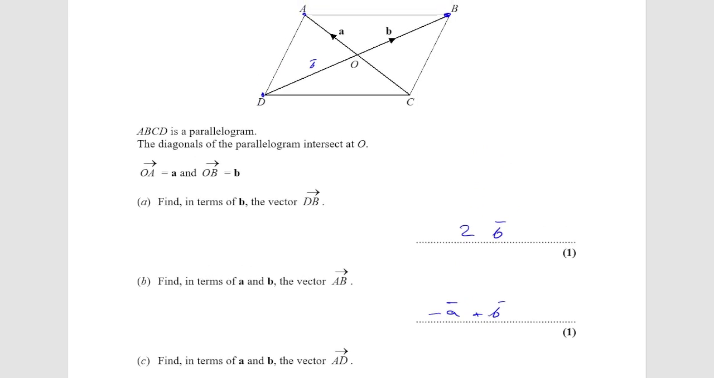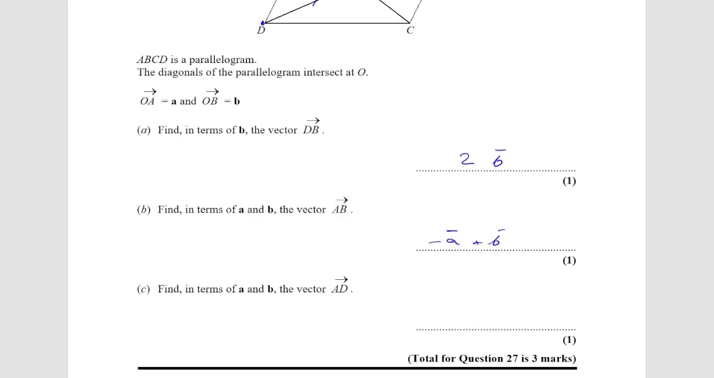A to D, so if I want to go from A to D, I'm going to go this route, so I'm going to go minus a minus b, so minus a minus b.